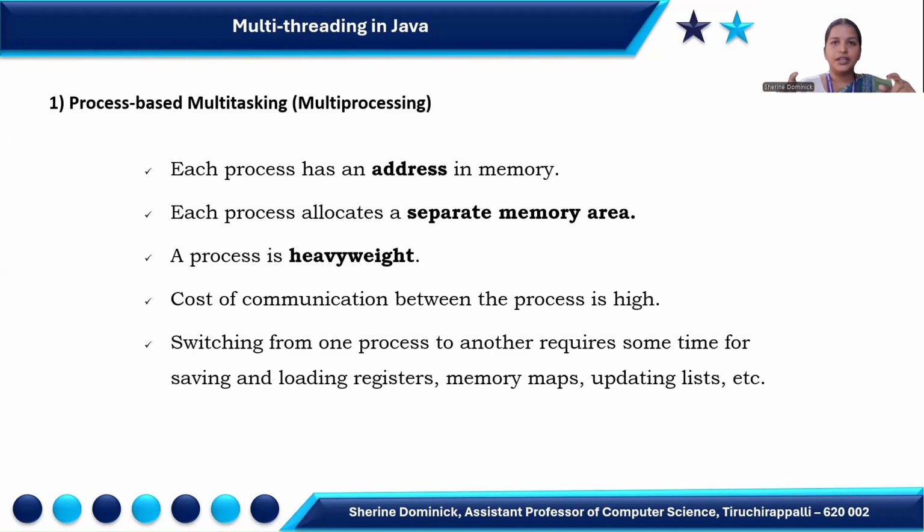If we require the processor to switch from process 1 to process 2, we have to ensure that the next process's memory gets loaded into the CPU. So here the process has its own utilization of the CPU, etc. Each process is called a heavyweight process.